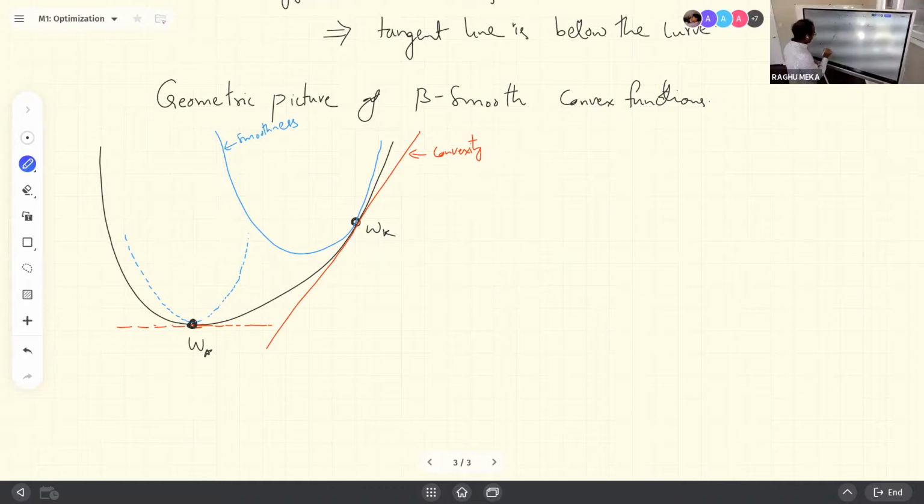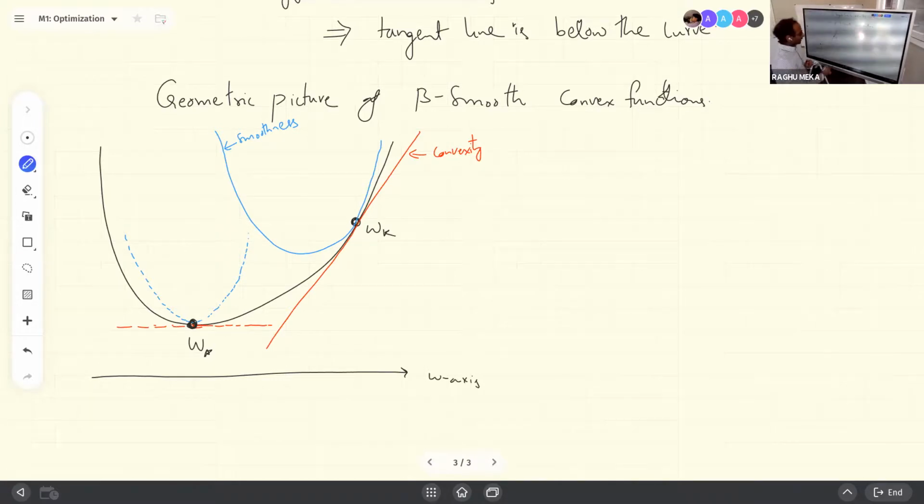So maybe you can think of all of this. This is the sort of W axis, right? And if I take a step, then this was your Wk, and maybe this is your Wk plus 1.